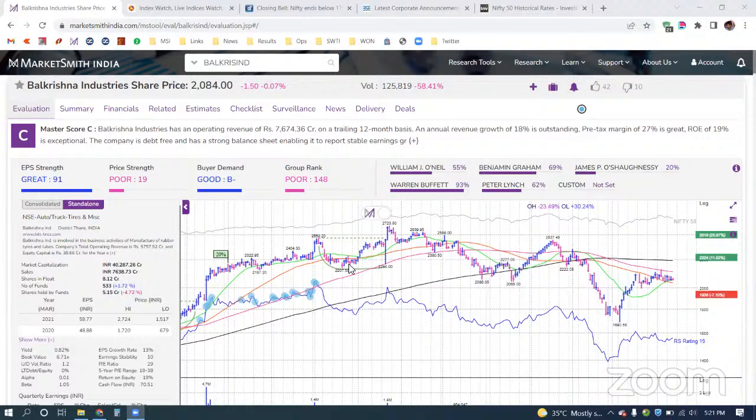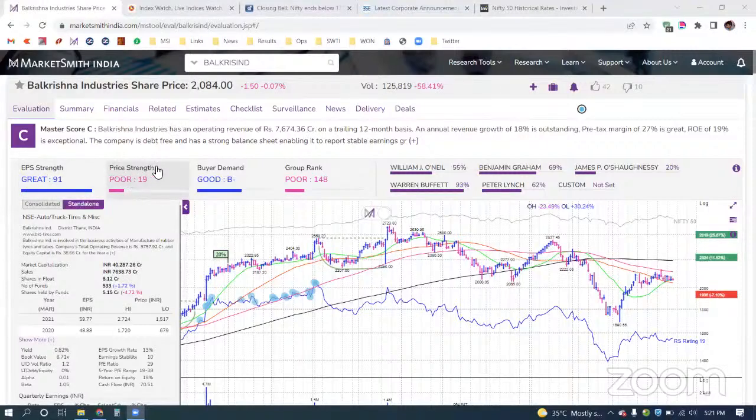So all the companies will be scaled on a scale of 0 to 100, and whichever company has reported good acceleration in their EPS growth, that number will be ranked higher. Hence, stocks which have a higher rating, around 80 to 100, are predominantly called fundamentally strong companies. You can see here Balkrishna has a good EPS of 91. Hence, we have categorized it as great in terms of EPS strength.